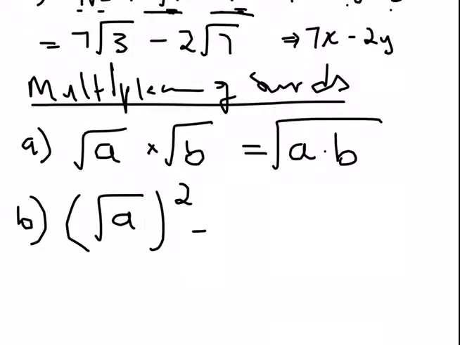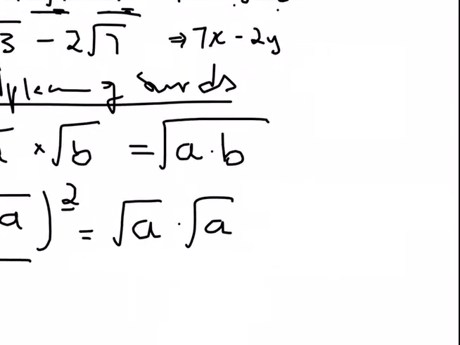So this one is actually the same as 2 of the same thing. That squared means 2 of exactly the same thing, which is like having a square root of a multiplying another square root of a. That's what I mean when I say 2 of exactly the same thing. Based on that law, we said you don't need to do 2 square roots. You just do 1 square root, and then you say a multiplying a.